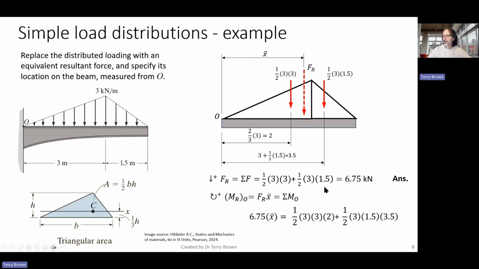Having obtained those two forces and their perpendicular distances, and summing the moments about point O, we end up with an expression that has only x bar as our unknown, which allows us to work out the location of this resultant force. So if we do the maths, we get x bar equals 2.5. And I think that's it.